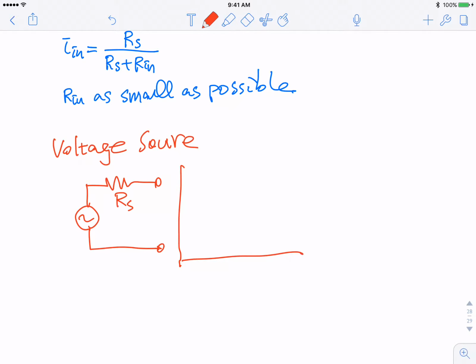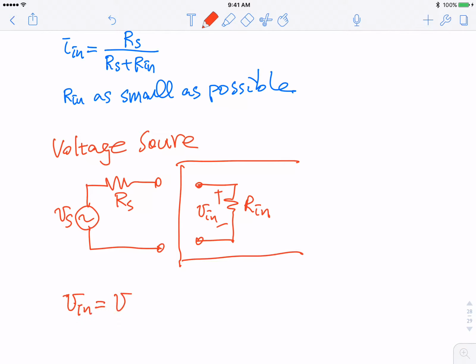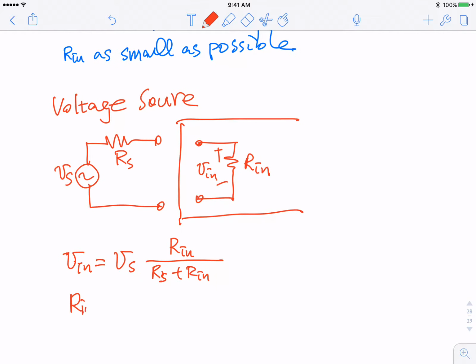Again, you have a two-port model here, and you are looking at an R in. The real voltage that gets amplified is the voltage here. So your V in, if we call this Vs, is equal to Vs times the voltage divider, R in over Rs plus R in. So in this case, you really want your R in to be as large as possible. So you kind of desire the two extremes.